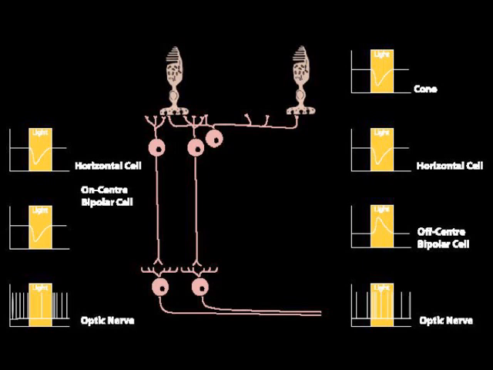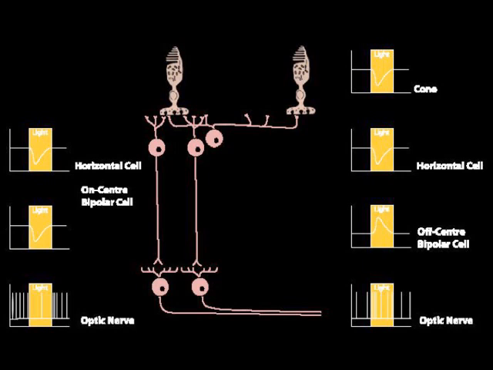Here's a horizontal cell. The horizontal cell transmits information from peripheral cones or rods to those bipolar cells. But the horizontal cell has the opposite effect to the bipolar cell, so that when the cone hyperpolarizes, the horizontal cell of an on-center visual field hyperpolarizes, causes the ganglion cell to hyperpolarize, reduces the rate of action potential generation.